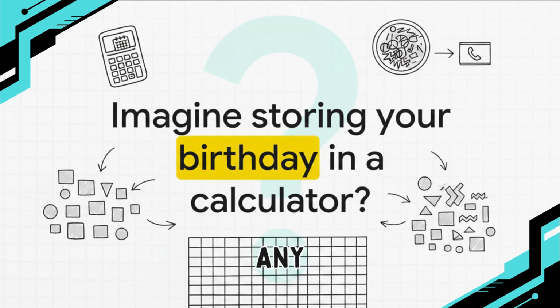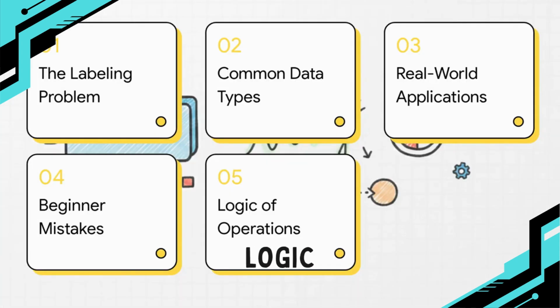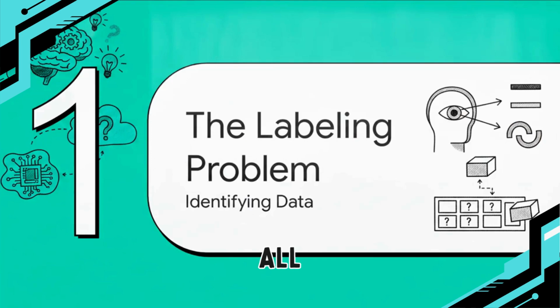Before a computer can store any piece of information, it has to know exactly what kind of information it's looking at. It craves structure. It needs to avoid disorganized, chaotic data because otherwise the whole system just breaks down. So, to solve this logic gap, here's our roadmap for today. We are going to start with the labeling problem, break down the common data types, and see them in real-world applications. After that, we'll cover some common beginner mistakes, and then we'll wrap the whole thing up with the logic of operations.